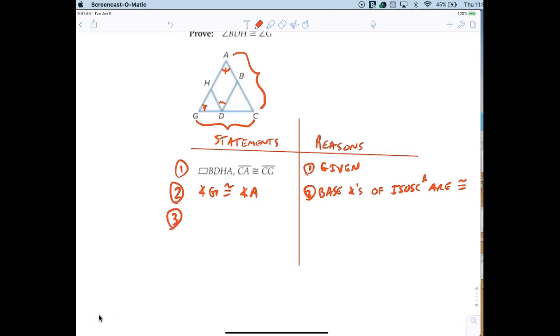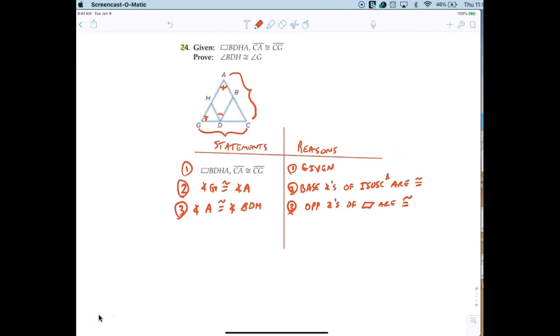Right, hold on a minute. Angle A is congruent to angle BDH. Because why? Because the opposite angles of a parallelogram are congruent. And now what? Then you can just do angle G is equal to angle BDH. That's substitution. Thank you. That was excellent work. Easy, easy, easy. All right.